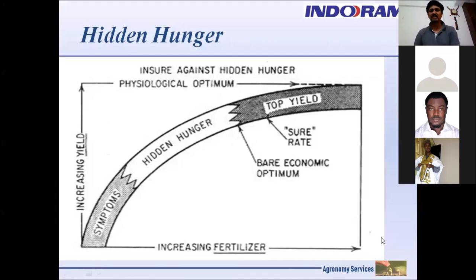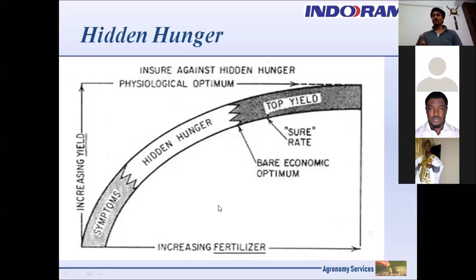But on the other side, if there is a deficiency symptom, then definitely you have to identify that deficiency symptom and immediately go for overcoming that deficiency. But in between, there is a hidden hunger, because this process is not a switch on, switch off kind of process from sufficiency to deficiency. It starts from sufficiency, moves toward hidden hunger, and from hidden hunger it reaches a stage of showing symptoms. But if you wait until the symptom appears on your crop, by that time significant damage to your crop productivity is already done.